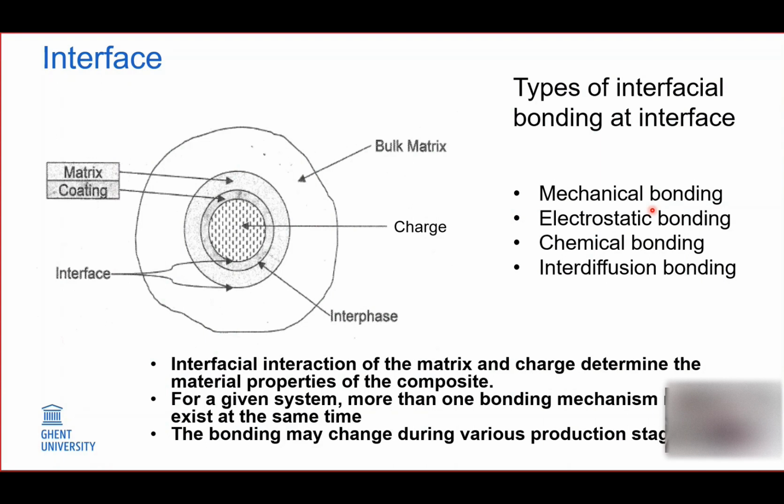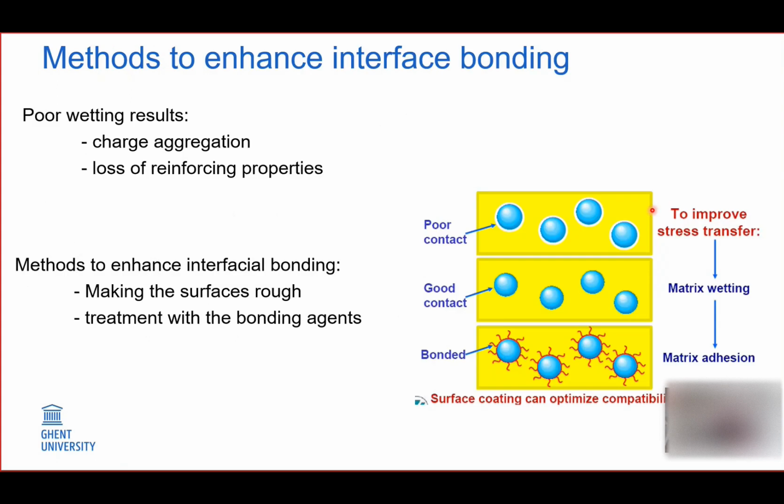So once again, interfacial interaction will play an important role in the material properties. That's why we're paying so much attention to it. For a given system, more than one mechanism can occur. And during the processing, we can influence the bonding in such a way that it changes, becomes better, or sometimes worse. That also happens. But in any case, we are aiming at better interaction between the matrix and the charge.